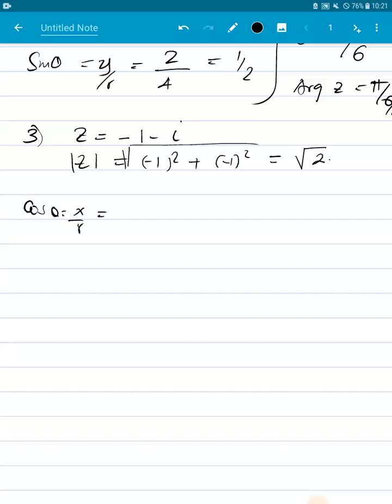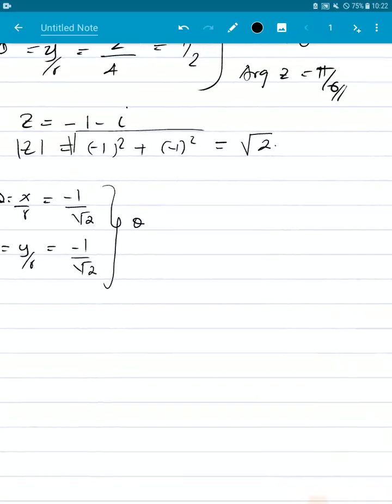What is x? X is just negative 1, so negative 1 over root of 2. Sin theta is equal to y over r. What is y? It's also negative 1 over root of 2. Now, what common angle are we talking about?